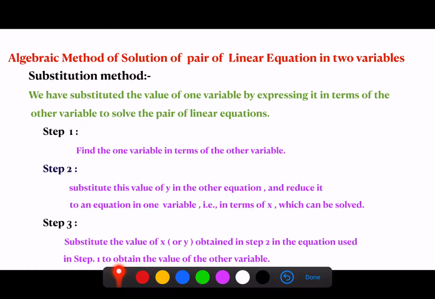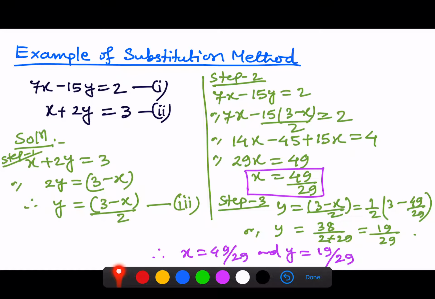I am showing you the example, you will understand better. Step 3, substitute the value of x or y obtained in step 2 into the equation used in step 1 to obtain the value of the other variable. Now let's see what will happen. Example: using the substitution method to solve the two variable linear equations. The first one is 7x minus 15y equals 2, and the second one is x plus 2y equals 3.